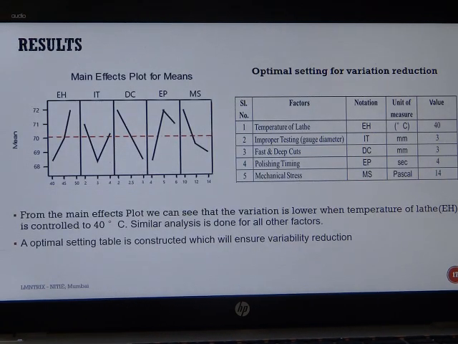So in this result, we look at the main effect graph, which describes the optimal setting which is required for reduction of variation. The optimal settings are also depicted in a separate table. So from this we can say that if Jim conducts a similar type of experiment and applies the optimal settings, then he can drastically reduce the variation in the process.